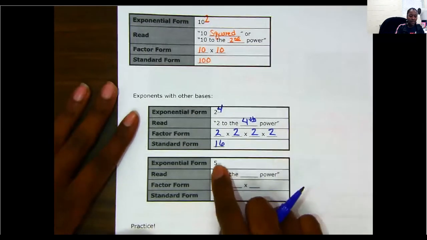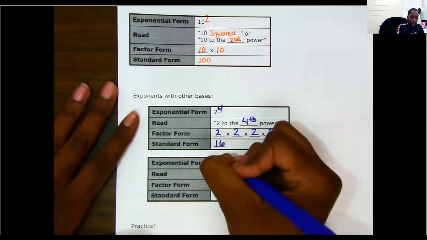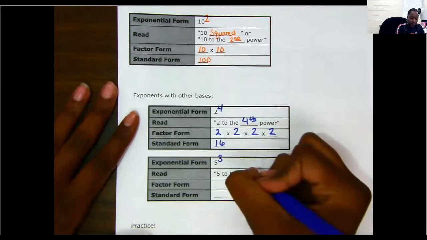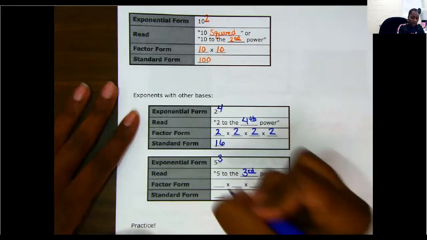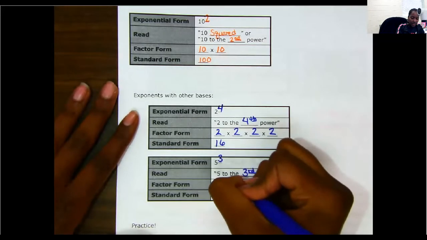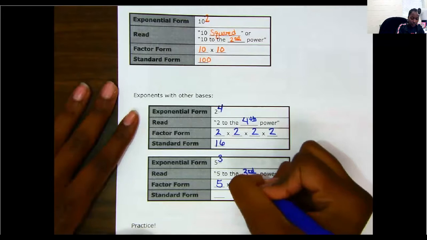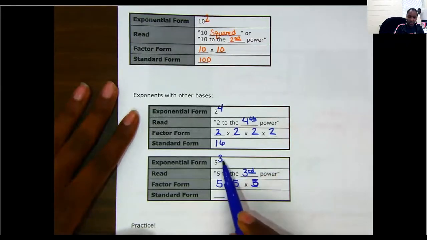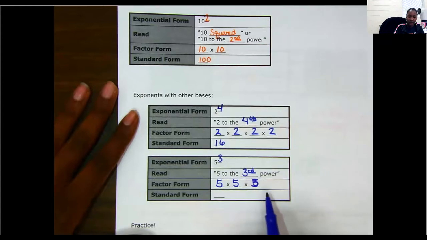Let's say I had 5 as my base, and let's say I wanted to put it to the power of 3. So it would read 5 to the 3rd power. And it's saying that I'm multiplying 5 3 times. Ooh, I put 3 instead of 5. Not 5 times 3. That's not saying 5 times 3. It's saying 5 times 5 times 5.